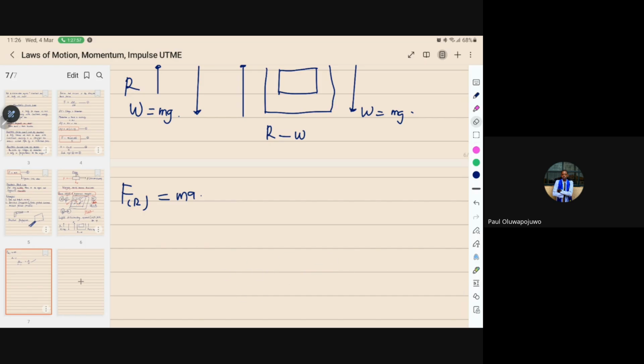Now, for that lift going upward, I'm going to still write everything down again. Just follow me. For that lift going upwards, resultant force is going to be what? R minus W. But our resultant force is equal to what? Ma. So you have that R minus W, which is mg, equal to ma.